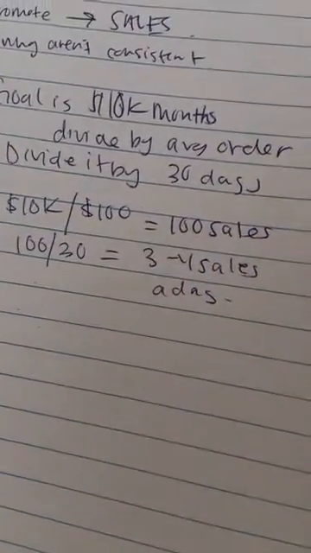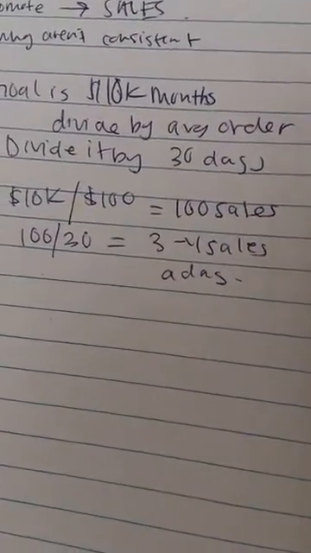So let's say you want to hit 10K and your average order is $100. That means you need 100 sales every month. Then they say you take those 100 sales and divide it by 30. That means you need 3 to 4 sales a day. That's how most people teach you how to hit your goals.